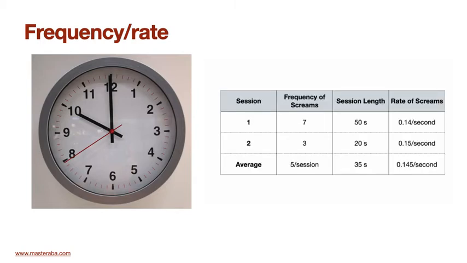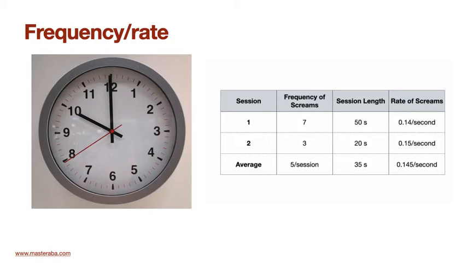Let's take a look at the data. In session 1, there were 7 screams. The session length was 50 seconds, so the rate of screams was 0.14 screams per second. In session 2, there were only 3 screams, but the session length was 20 seconds. The rate of screams was 0.15 screams per second.